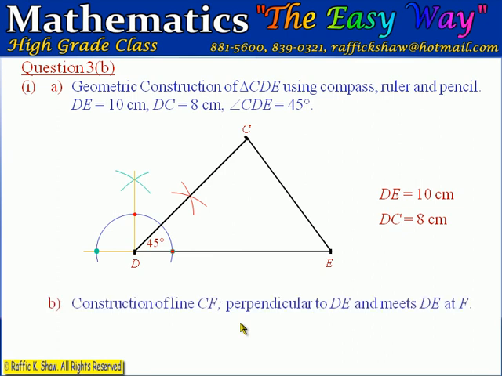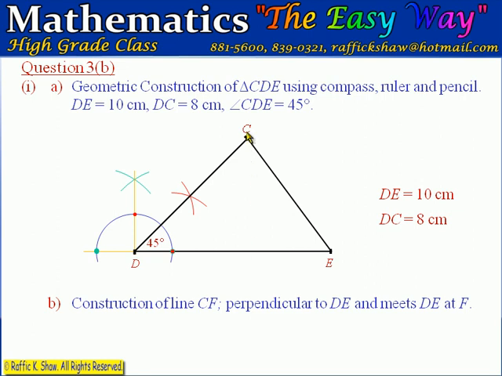Now the second part is asking us to construct a perpendicular line CF such that CF is perpendicular to DE and F is on this line DE. So we want the perpendicular line from C down to DE. So CF is perpendicular to DE and F is on this line, right?